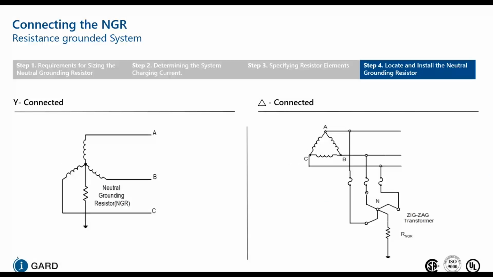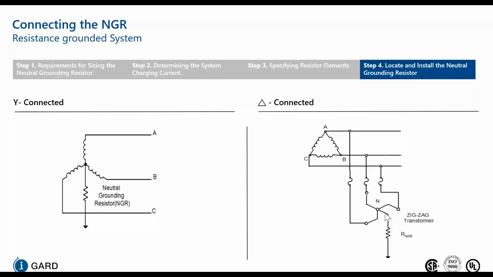So we use it on Y-connected systems and delta-connected systems. In a Y-connected system, you can connect your resistor directly to the neutral point of the transformer. For delta-connected systems, you need to have an artificial neutral or some other means. In this case, we use a zigzag transformer. When you use a zigzag transformer on a continuously rated resistor, you have to have a continuously rated zigzag transformer.